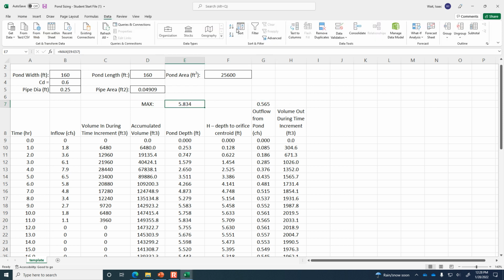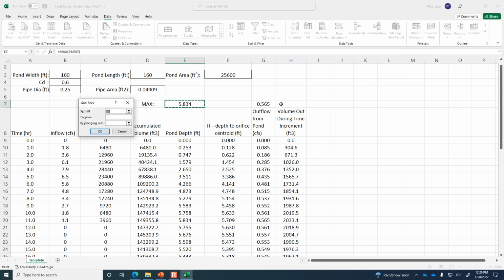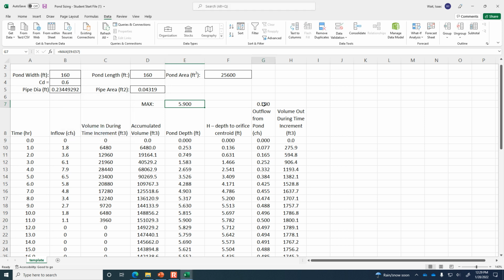So data, what if analysis, goal seek. I want to set this outflow to 0.5 by changing the pipe diameter. Okay. All right. Wow, that looks pretty good. So now we're at exactly 0.5 CFS for our maximum discharge. Our maximum pond depth is 5.9. And this is all achieved with a pipe diameter of 0.234.